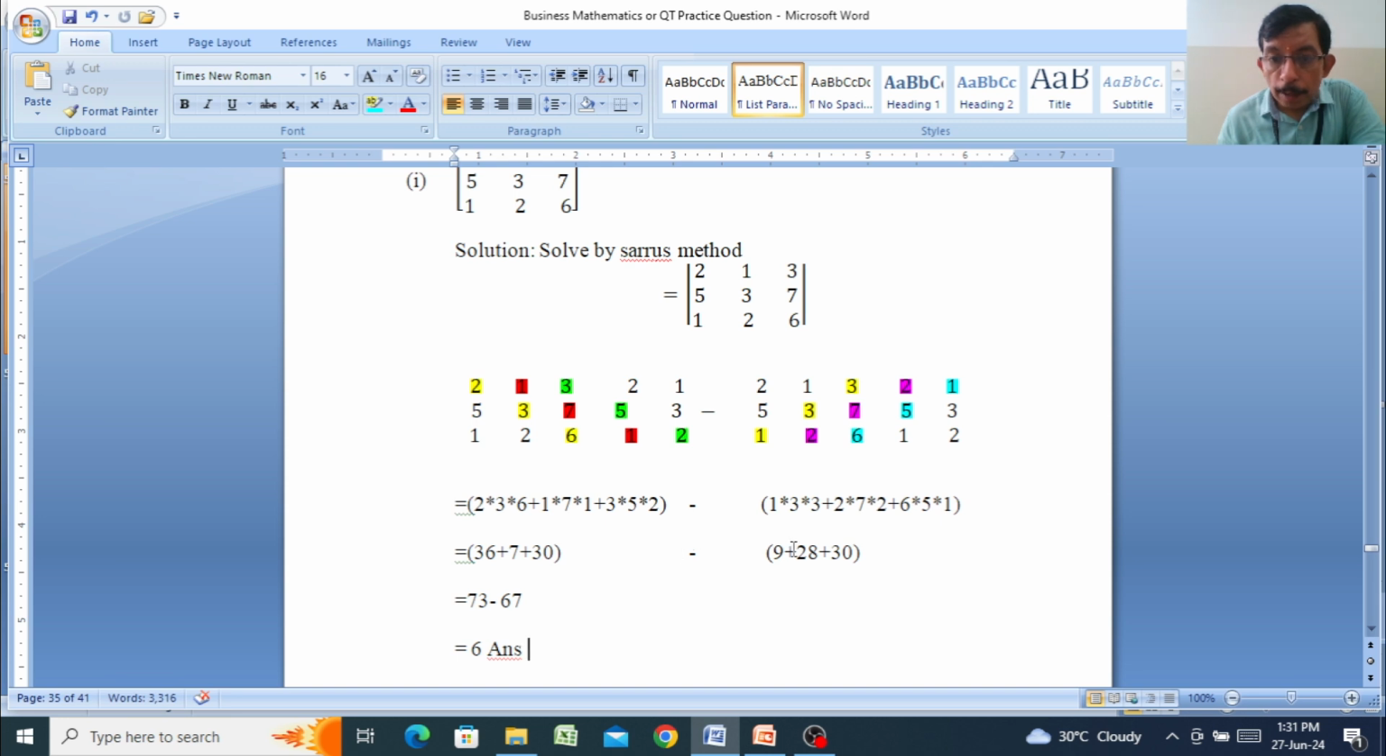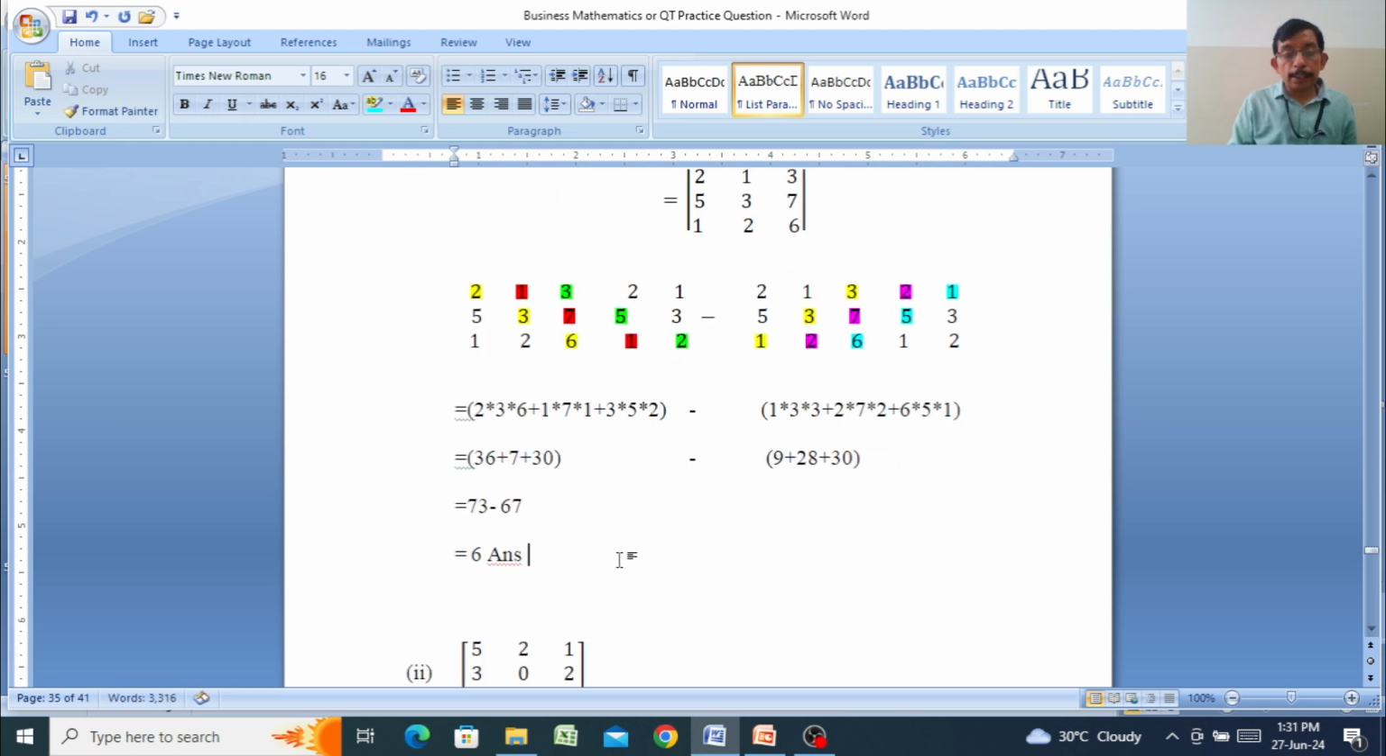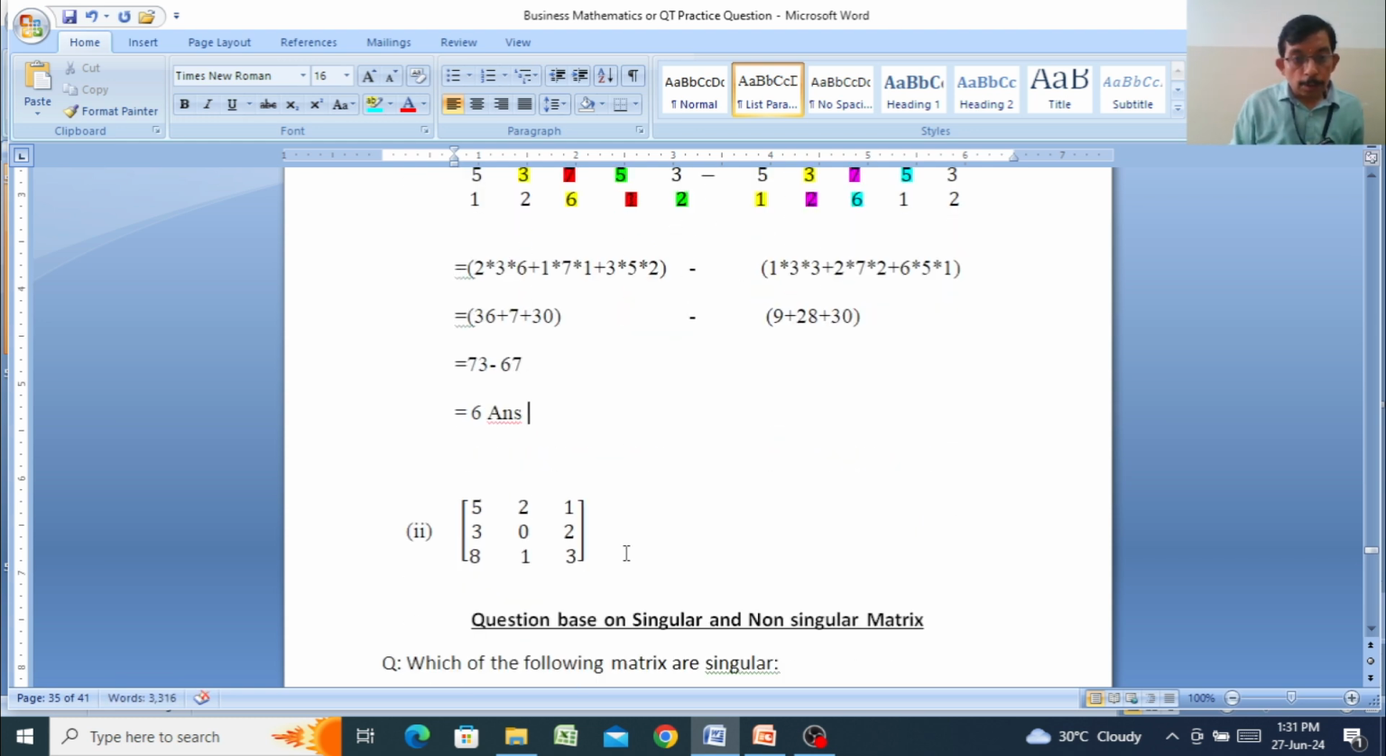Note down here. After that 3 3 is 9, 4 7 is 28, 6 5 is 30, then add. 36 plus 7 is 43, 43 plus 30 is 73, minus 28 plus 7 plus 30, the answer is 67. 73 minus 67, the result is 6. It is clear, everyone. This is the Sarrus method. Now we solve the next question by the Sarrus method.